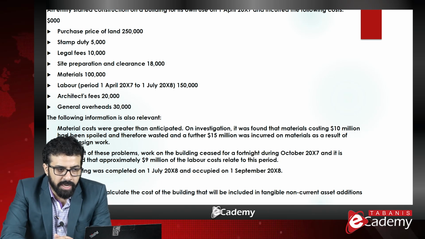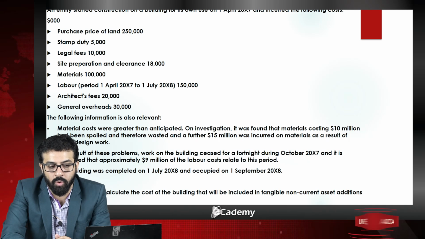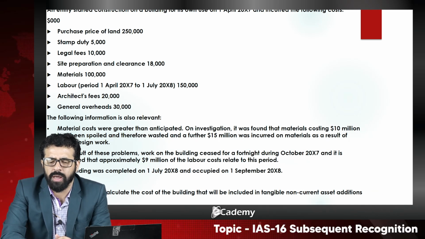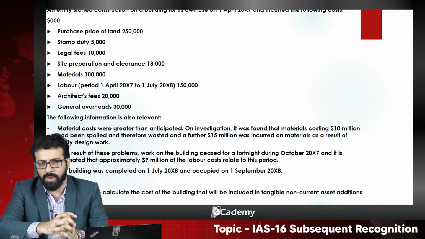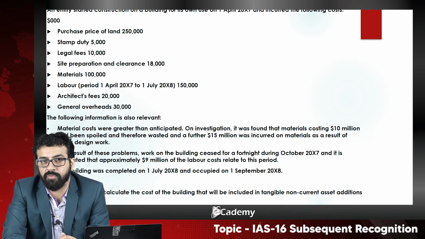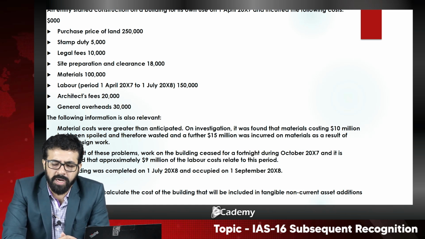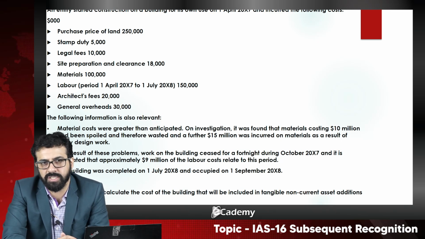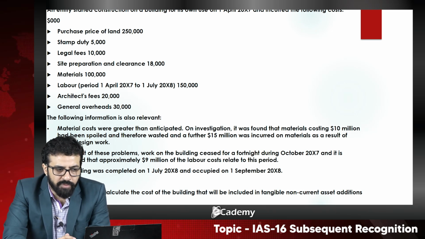So we start the question: an entity started construction of a building for its own use. Remember, for its own use. If it were written here that it is for resale, there might be limitations on the application of IAS 16, and we might have to go to another IAS for help. But for its own use, make it clear that this construction of the building falls under IAS 16, as it fulfills the criteria of PPE. And it incurs the following costs.